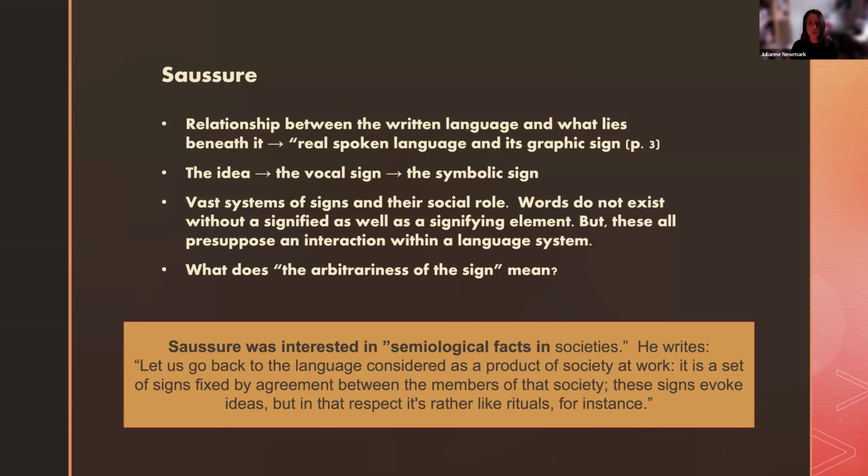So Saussure was interested in semiological facts in societies. He writes, "Let us go back to the language considered as a product of society at work. It is a set of signs fixed by agreement between the members of that society. These signs evoke ideas, but in that respect, it's like rituals, for instance." Think about that. This is a really powerful idea. But I have to stop myself from pontificating for 10 minutes on each slide. So let's jump to the next one.